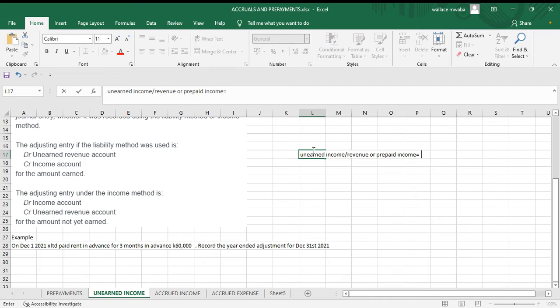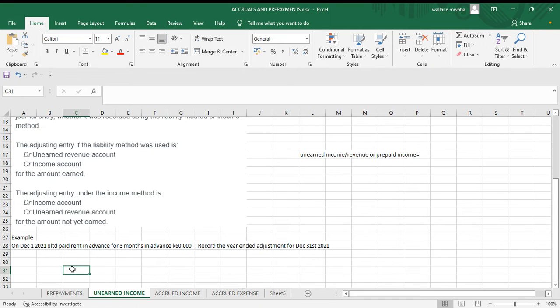Now we're going to look at the year-end adjustments for prepaid income. There are two methods that we're going to use: the liability method and the income method. In the liability method, we're focusing on the amount that we have earned at the end of the year. In the income method, we're focusing on the amount that we haven't yet earned. So here's our first example.